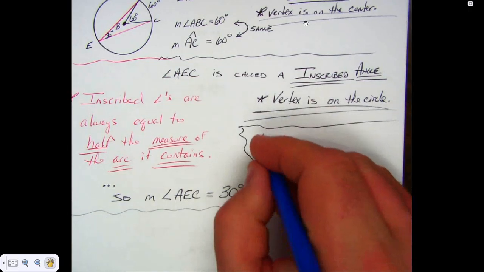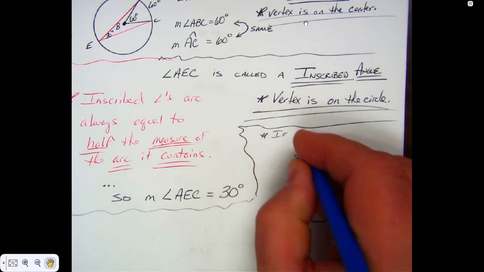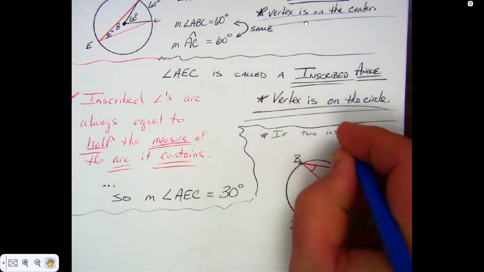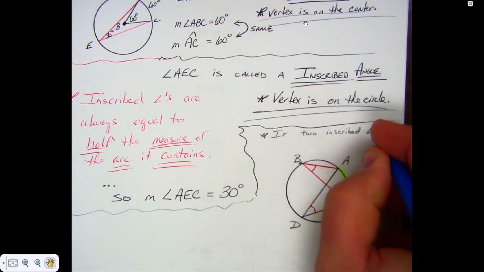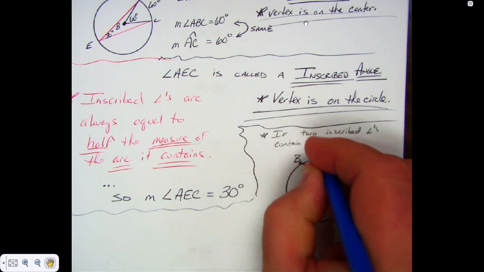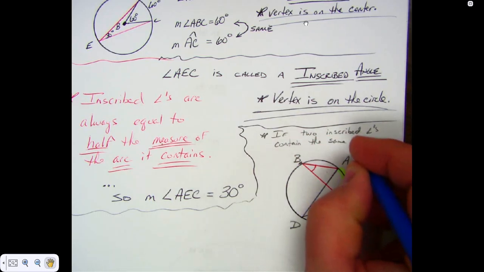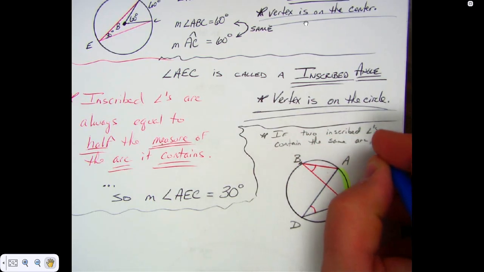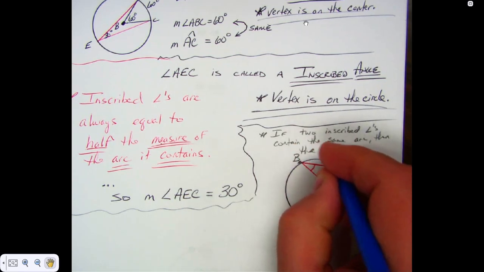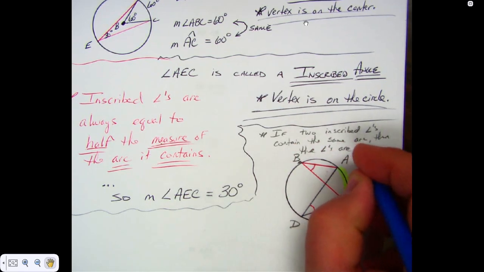So how could we write that? If two inscribed angles contain the same arc, then the angles are what? Congruent.